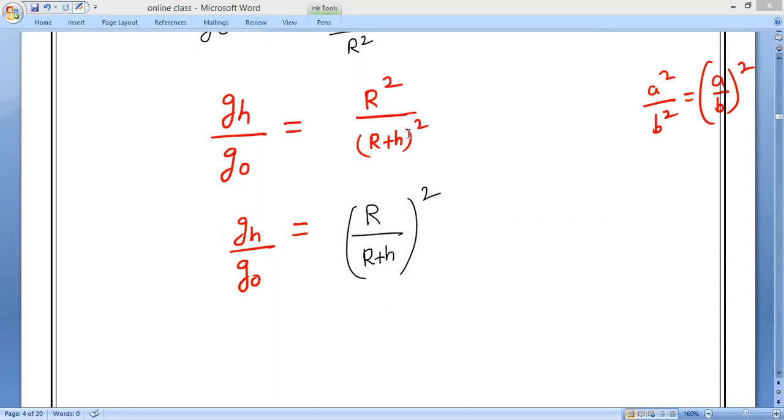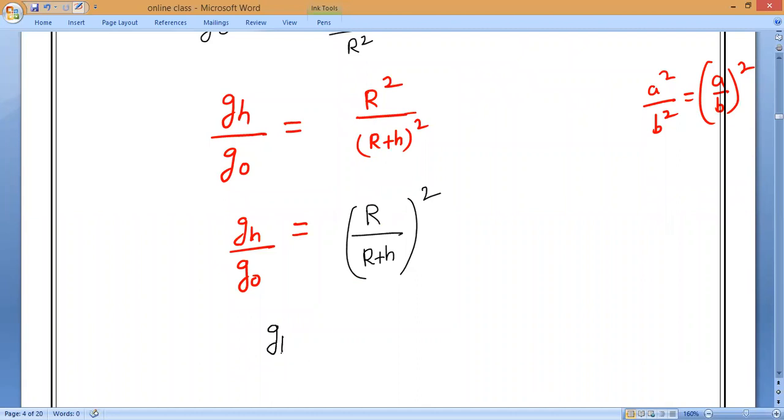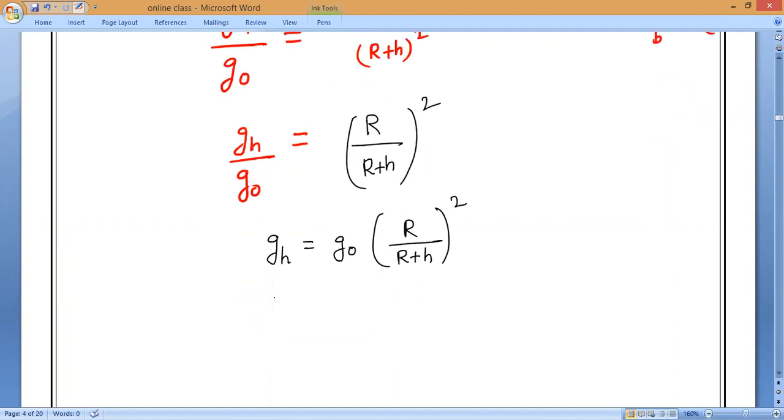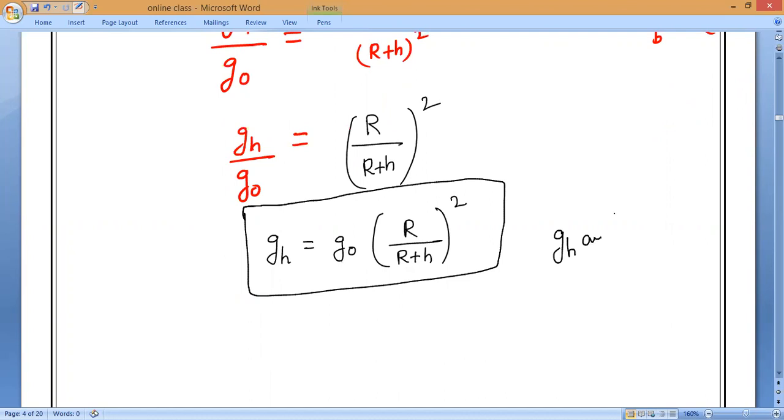Okay. Now, observe very carefully. g naught is in division, so it will come to this side and become multiplication. So g naught into. We already know the g naught value. What is the g naught value? 9.8 meter per second square. So this is the relationship between gh and g naught, so please note it down.